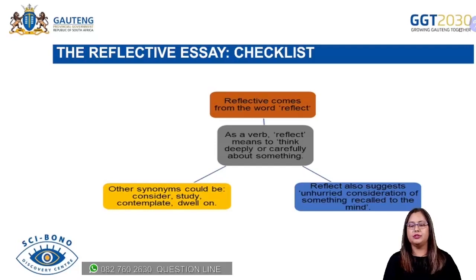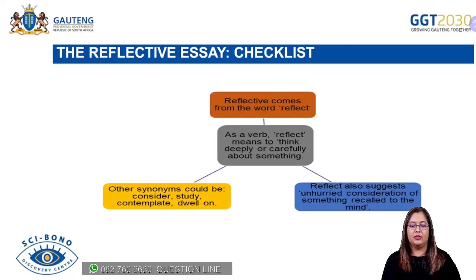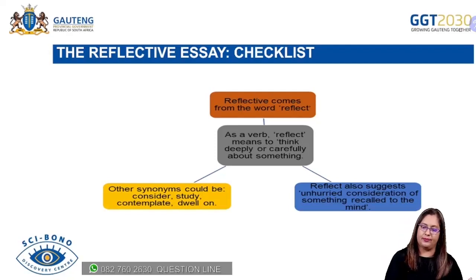The word reflective for you, again, grade 12s here, is about reflecting. Okay? Reflect on something. Means to think deeply. Go into that back of that mind of yours that has so many ideas about the world and so many ideas about why you are in the situation. Think about it and then construct a piece of work. Right? Make use of other synonyms. Like, for example, consider, study, contemplate, dwell on. Okay? That you could use.